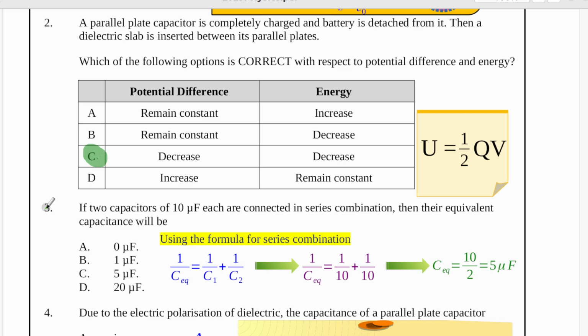Now let's move on to question number 3. If two capacitors of 10 microfarad each are connected in series combination, then their equivalent capacitance will be. Again, this is a very simple MCQ.